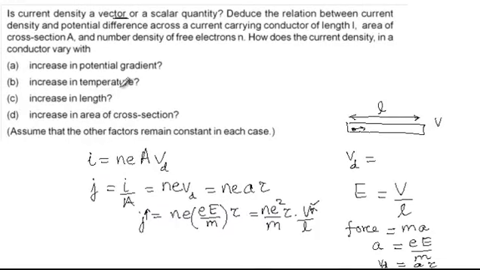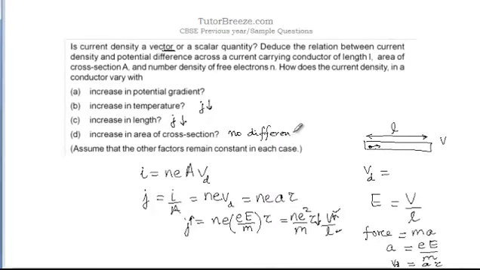If you increase the temperature, then the relaxation time tau will decrease because the collisions will become more frequent, so the time between two collisions will decrease. So in that case, J will decrease. If the length L is increased, then the electric field will decrease, so J will decrease. And if you increase the area of cross section, you can see that there is no dependence over here, so it will make no difference to the current density.